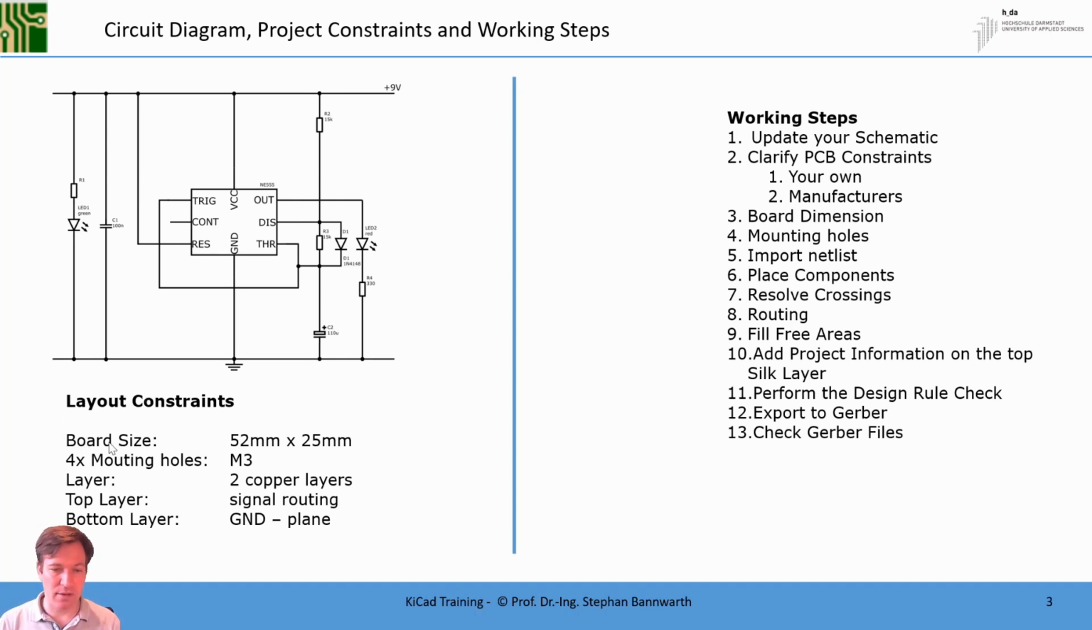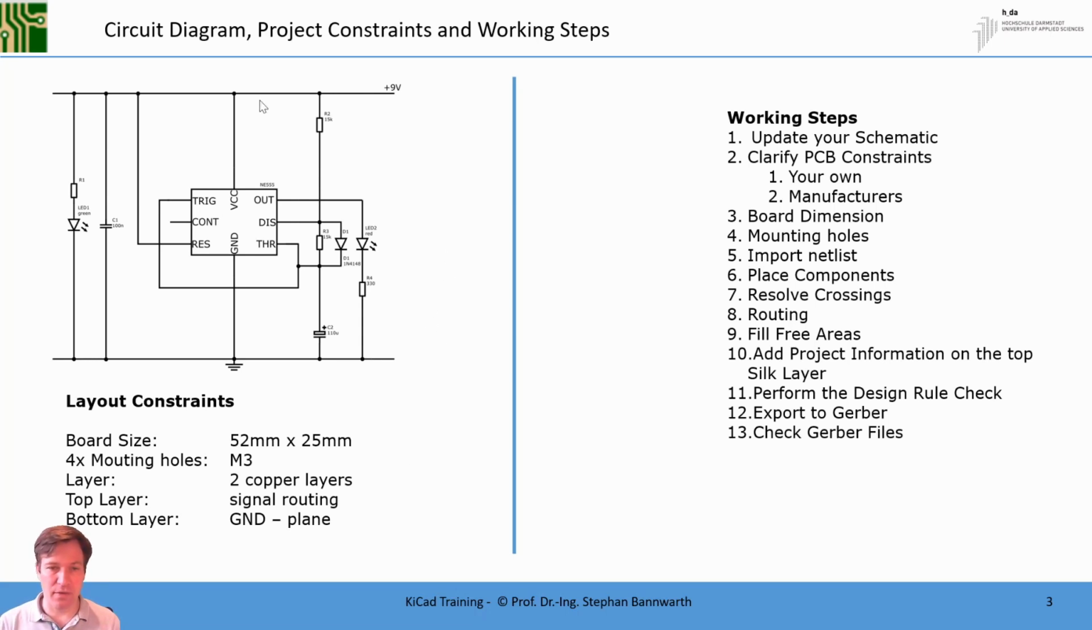The board size has to be 52 millimeters by 25 millimeters. We use 4 mounting holes in the corners with a size of M3. We use a 2-layer PCB, so this means we have one top layer and one bottom layer. The top layer you should use for signal routing, and the bottom layer is reserved as a ground plane.